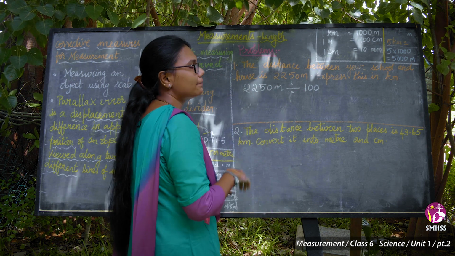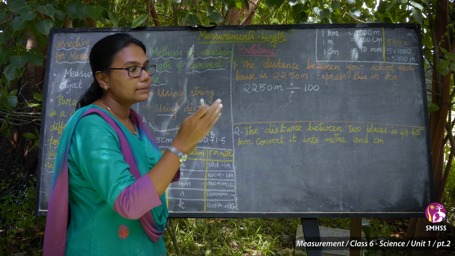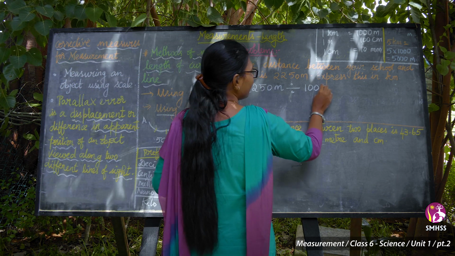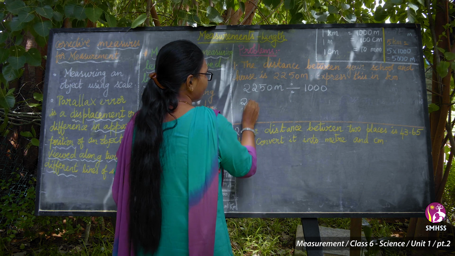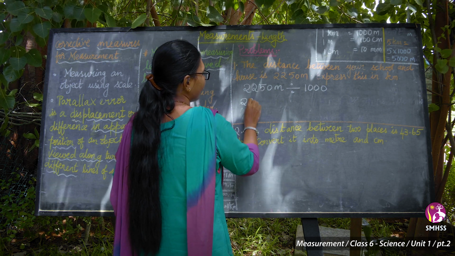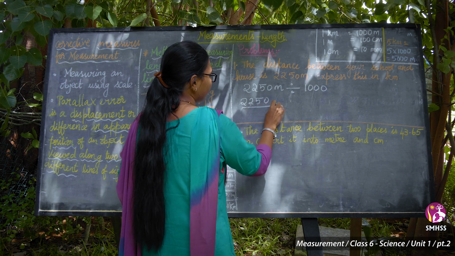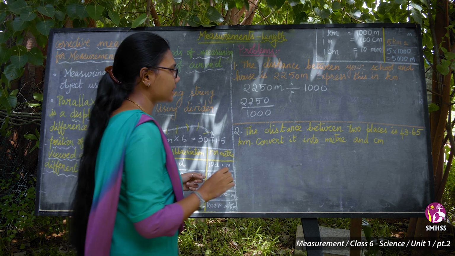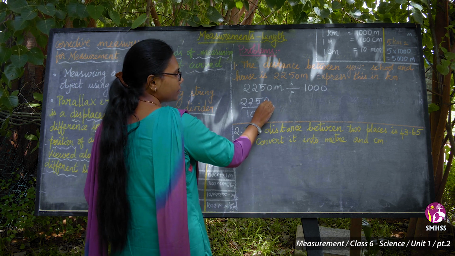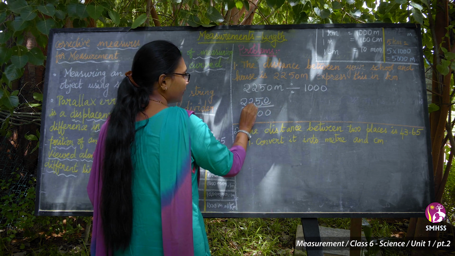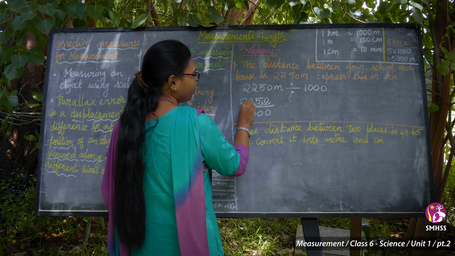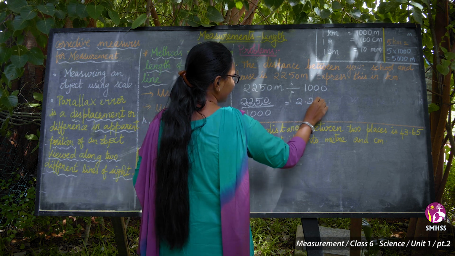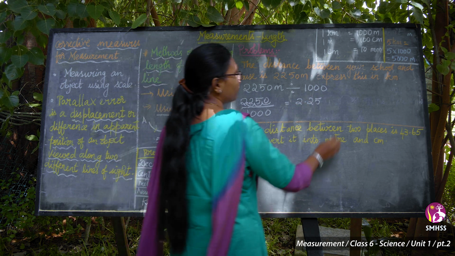Okay, we are going to do it for kilometers. When converting from meters to kilometers, we have to divide it. So divide by 1000. You have to place the point correctly. The point is here. So 1, 2 and 3. So here the points get placed. 2.25 kilometers.